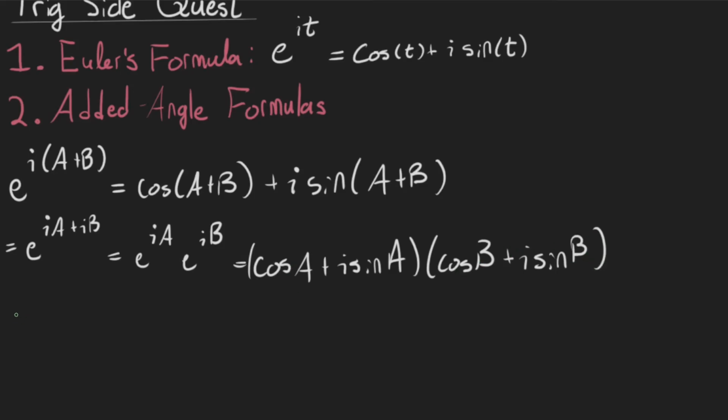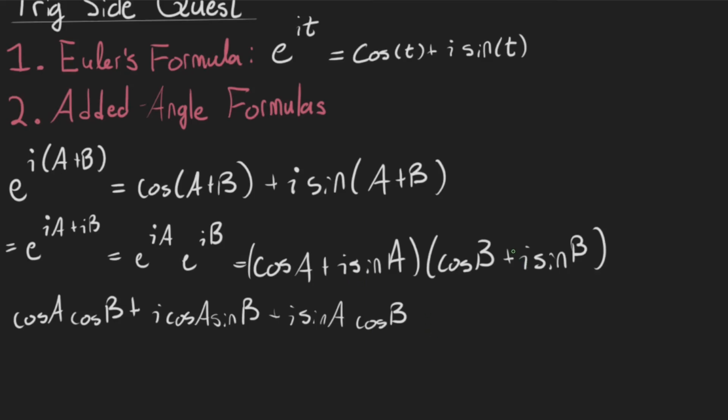So the first two terms will give us cosine a, cosine b. And then we'll do the outer terms, so we'll have an i cosine a sine b. The inner terms will give us an i sine of a, cosine of b. And then the last two terms, we have two i's, so that's going to give us a negative 1 times the sine of a times the sine of b.